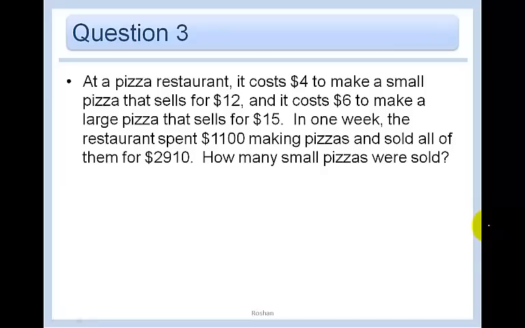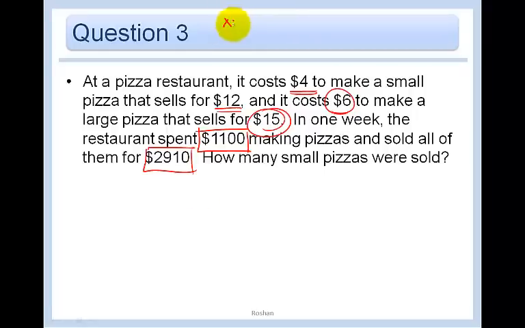Okay, at a pizza restaurant, it costs $4 to make a small pizza that sells for $12. And it costs $6 to make a large pizza that sells for $15. In 1 week, the restaurant spent $1,100 making pizzas and sold all of them for $2,910. How many small pizzas were sold?